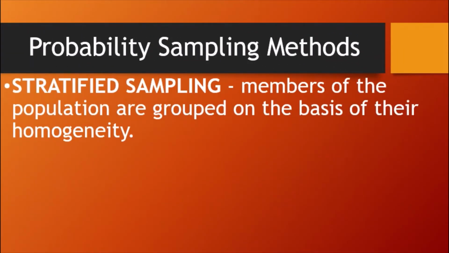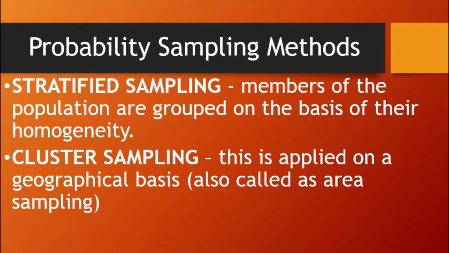Next is stratified sampling. Members of the population are grouped on the basis of their homogeneity. The entire population is composed of different groups. For example, in a certain barangay, the population is, let's say, 15, the next barangay there are 20, and the next barangay there are 40. So there are different numbers of groups included in the whole population. Also, you will get the ratio of this population to get the number of participants.